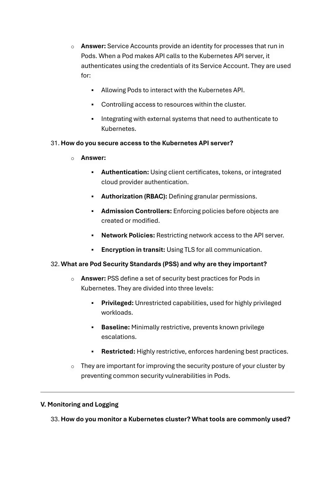31. How do you secure access to the Kubernetes API server? Answer. Authentication, using client certificates, tokens, or integrated cloud provider authentication. Authorization, RBAC, defining granular permissions. Admission controllers, enforcing policies before objects are created or modified. Network policies, restricting network access to the API server. Encryption in transit, using TLS for all communication.